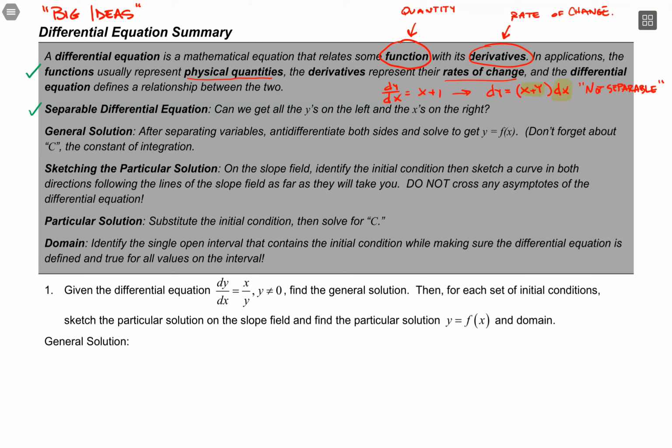Okay, general solution. After separating variables and we find a general solution, it's going to have a plus C in it. Don't forget about that plus C, please. Sketching particular solutions, we do that on a slope field. Identify the initial condition, then sketch a curve in both directions following the lines of the slope field as a guide. Big idea here, do not cross any asymptotes of the differential equation. I'm going to tell you why that's important. I've said it in previous lessons, but it's worth repeating again, so bear with me here.